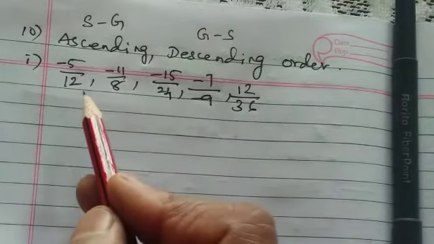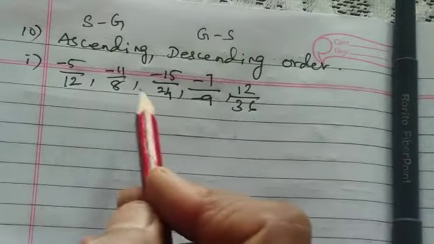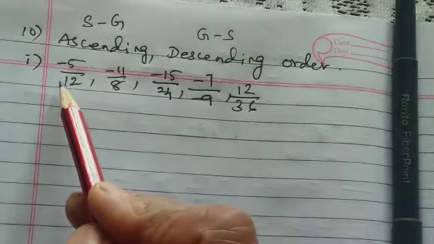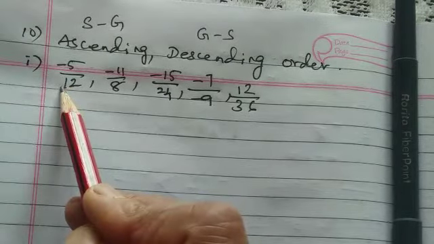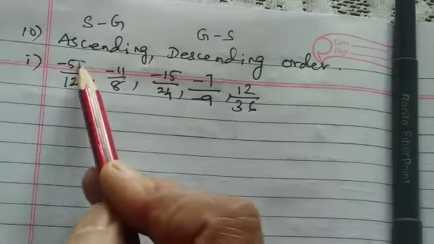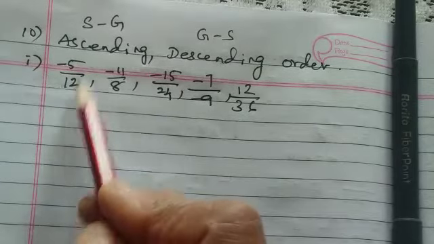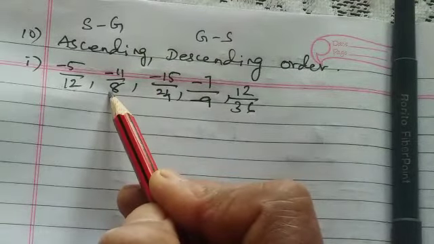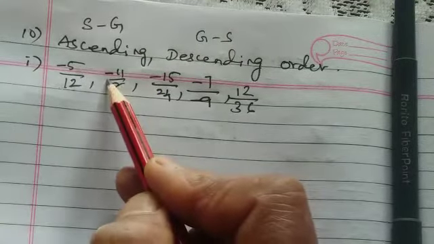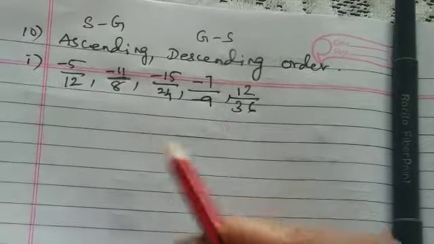Before that, we should check whether they are in standard form. Minus 5 by 12. Standard form means there should not be a negative sign in the denominator. There is no negative sign. That is correct. And 5 and 12 don't have a common factor. So the first is in standard form. Second, minus 11 by 8. There is no negative sign in the denominator, and for 11 by 8, there is no common factor. That is, we cannot cancel them further.